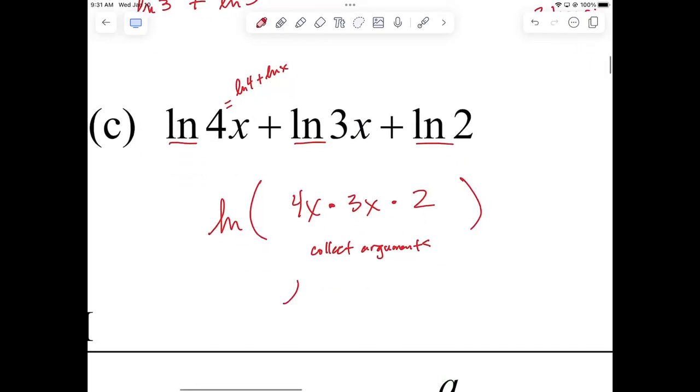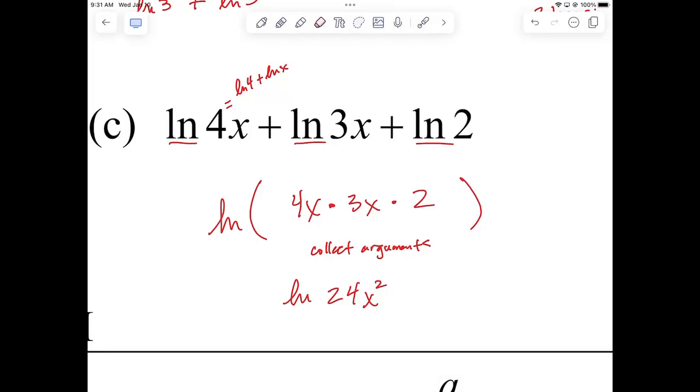And of course, now I can simplify by combining like factors. That gives me 4 times 3 times 2, which is 24x squared. And now if you want, you don't need those parentheses because 24x squared is implied to be the argument. There you go. That's what it means to condense.